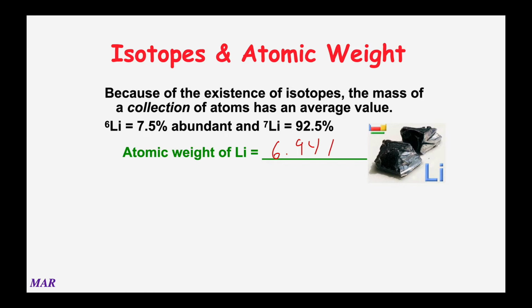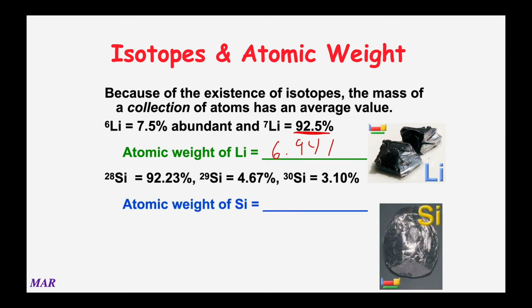Like if I rounded up 6.9, it would be 7. That's because most of lithium is lithium 7. If this would have been 90% lithium 6 and only 10% or so lithium 7, then the atomic weight would have been closer to 6, maybe like 6.1 or something like that.